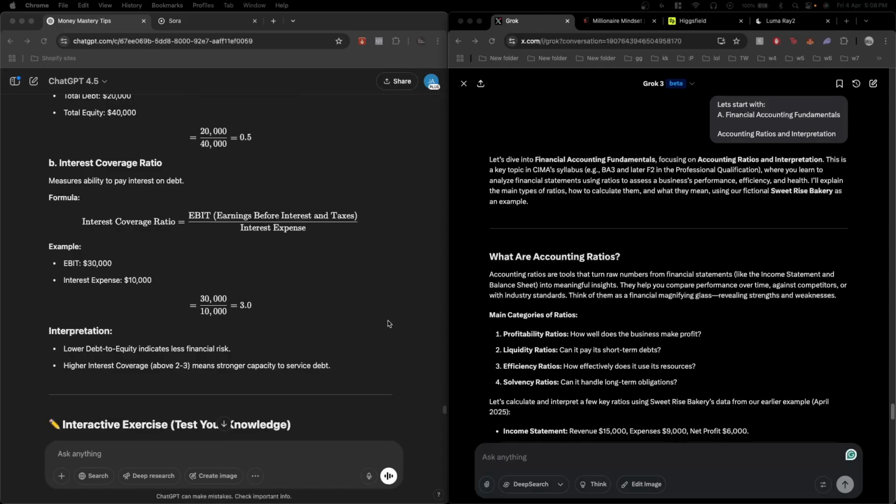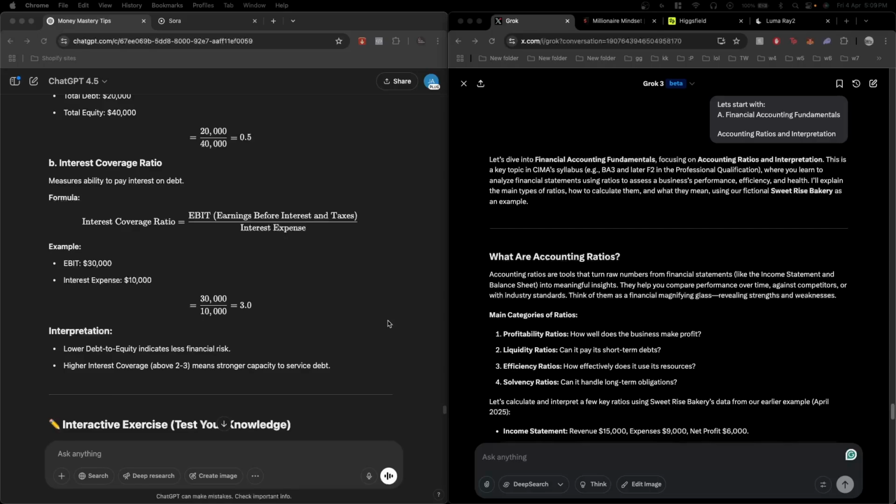And then there's the interest coverage ratio. This measures the ability to pay interest on debt. The formula is as follows. Interest coverage ratio equals EBIT, which is earnings before interest and taxes, divided by interest expense.